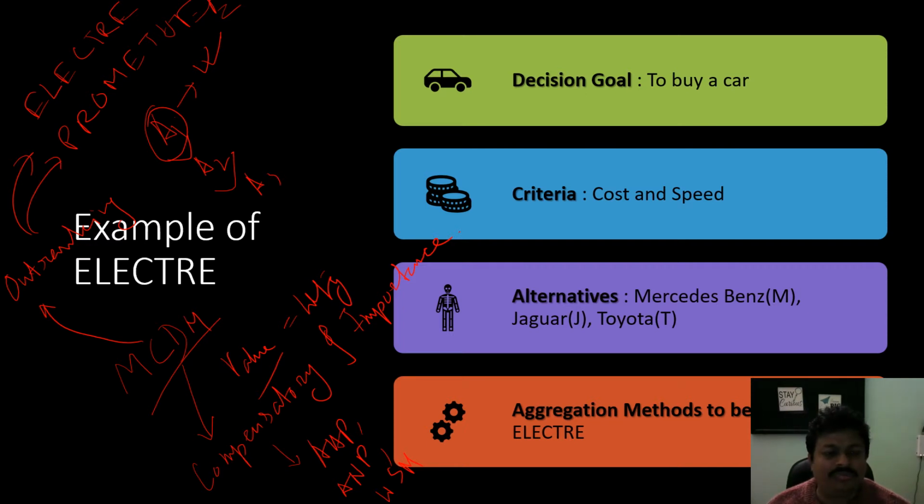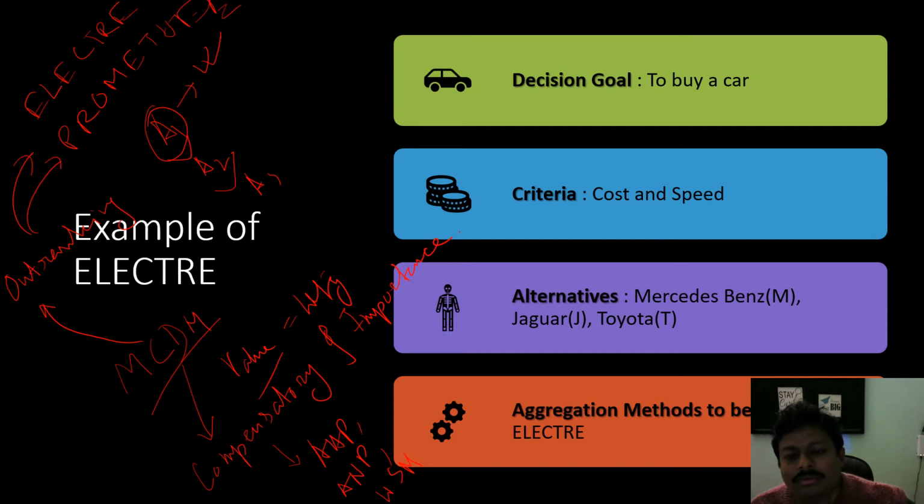In case of outranking methods, there is no value given, no weightage of importance given. The only thing is that they give a procedure by which you can outrank one alternative from the other, and thus you can select the best alternative among the available alternatives. Now, ELECTRE is an outranking method which was invented in France, and this method is now used all over the world.